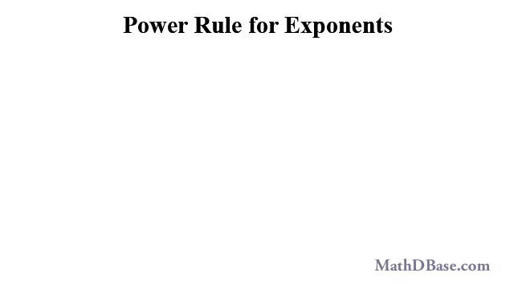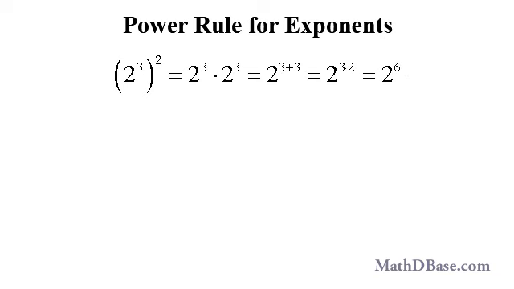Another version of the product rule for exponents, sometimes called the power rule for exponents, involves raising powers of numbers and unknowns to other powers. For example, 2 cubed squared is equal to 2 cubed times 2 cubed, or 8 times 8, which is 64. Using the first product rule, 2 cubed times 2 cubed gives us 2 to the 3 plus 3, or 2 to the 6th. But since multiplication is shorthand for repeated addition, we could also write 2 cubed squared as 2 to the 3 times 2, or 2 to the 6th.